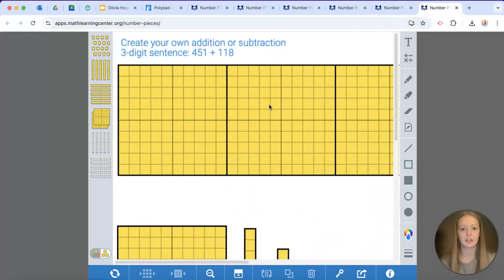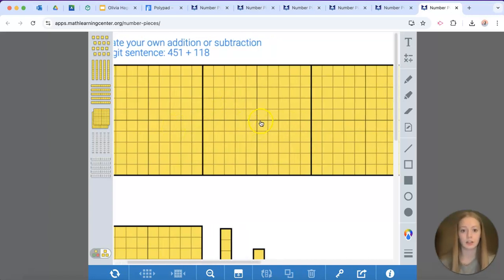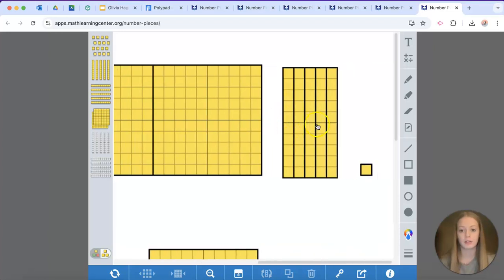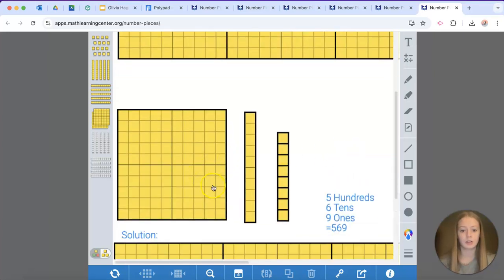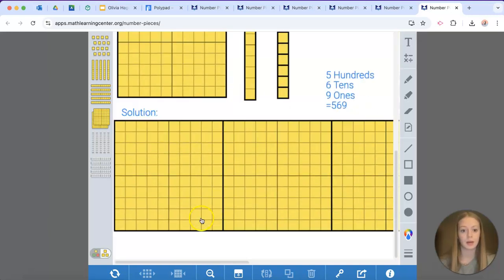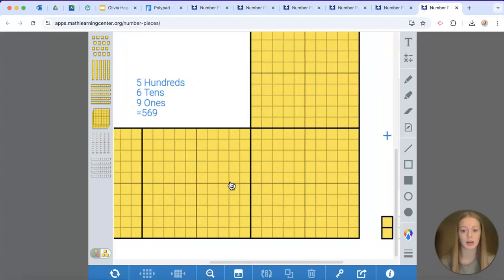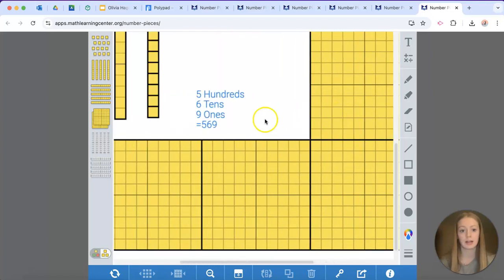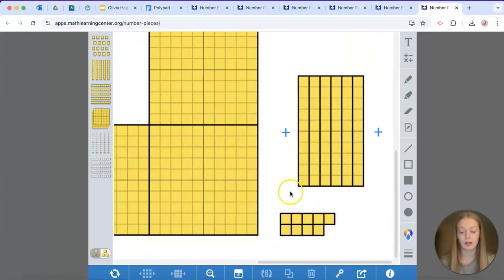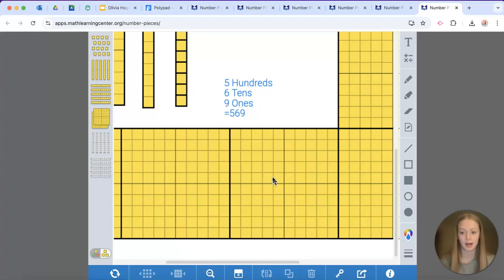Okay, last one. It was a create your own 3-digit addition or subtraction sentence, so I just created 451 plus 118. So here, once again, is 400, so 100, 200, 300, 400, 5 10s, 50, plus 1 left over, and then the 100 plus 10 plus 8, 118. So when you put it all together, you get 1, 2, 3, 4, 5 100s, you get 6 10s, and then you get 9 1s right there. So you're left with 569.